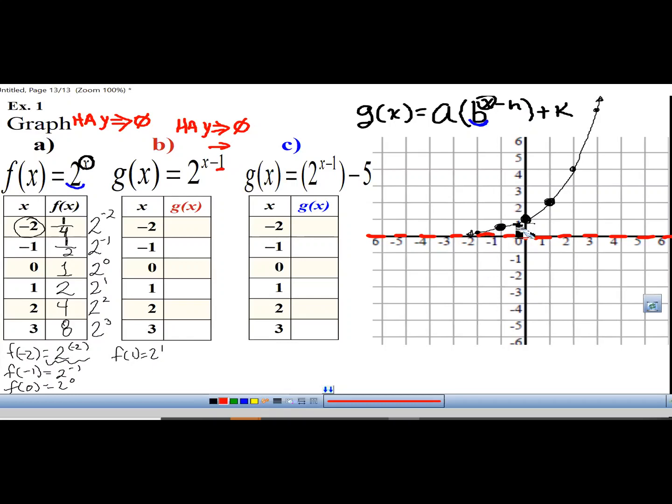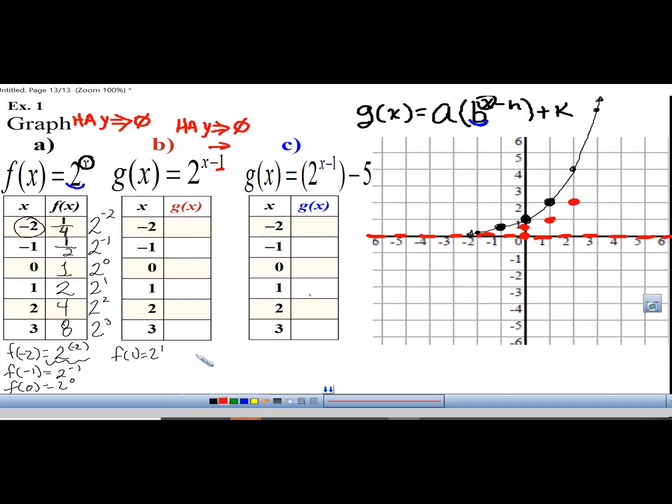So this one, 1 step to the right is about right there. This one, 1 step to the right is about right there. And this one, 1 step to the right is about right there. So that's our prediction. Yes? Okay, let's see if we're right. So let's do the work. I'm going to write this down here.